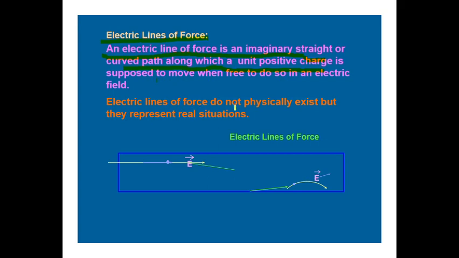So electric lines of force do not physically exist, but they represent a real situation. To represent the electric field strength, electric lines of force are drawn around the field. They actually do not exist, but they are imaginary lines drawn around the field, either straight or curved. This is known as electric line of force.